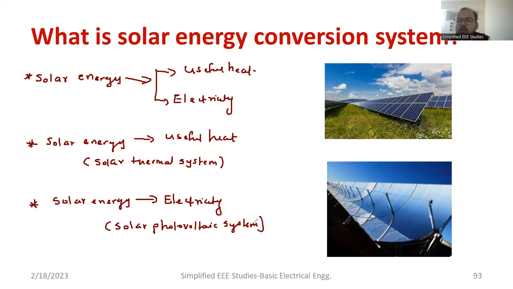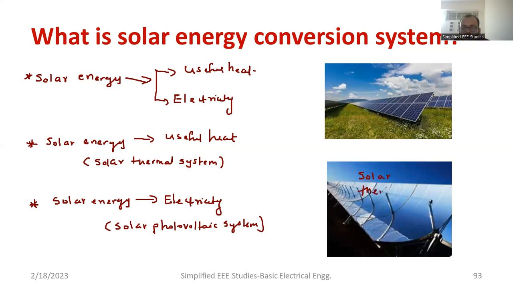Solar energy is available in abundance, it is a renewable source of energy. So you can convert the renewable energy source such as solar energy into either useful heat or electricity. So there is no pollution. It's available freely. There are different advantages of solar energy system. So there are two types of system which are available. One is solar thermal system, which is shown here.